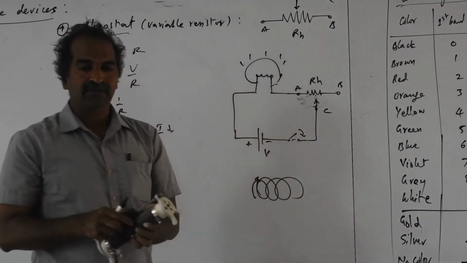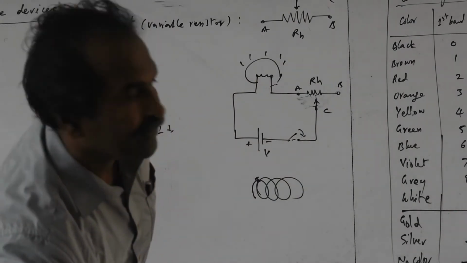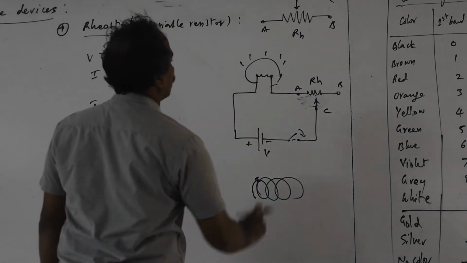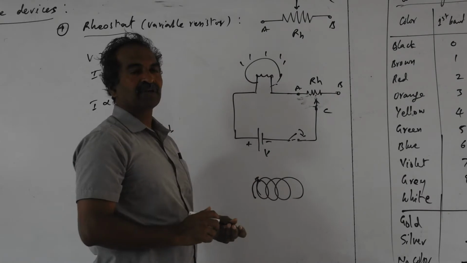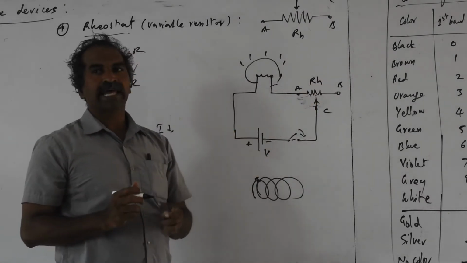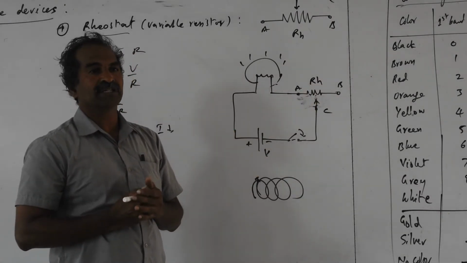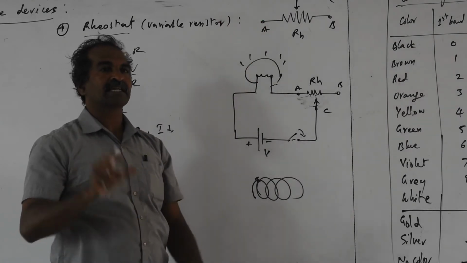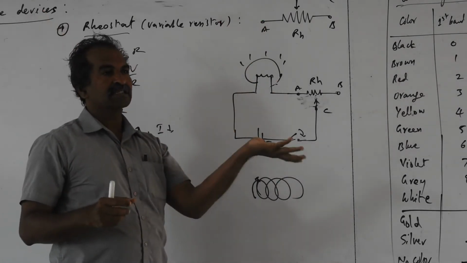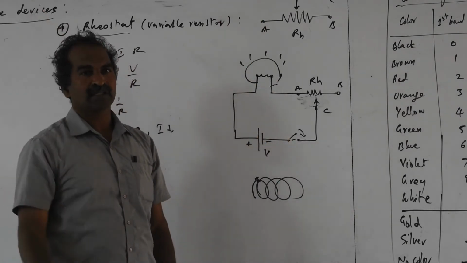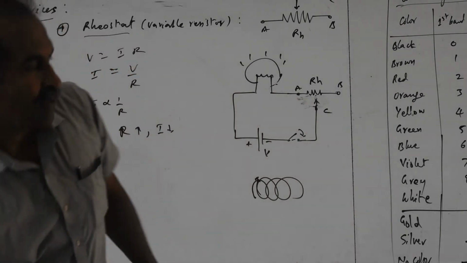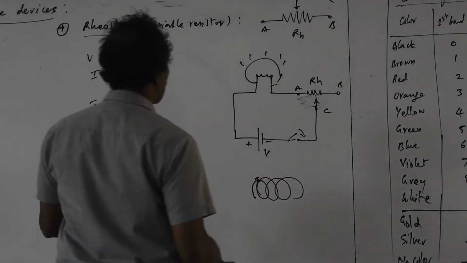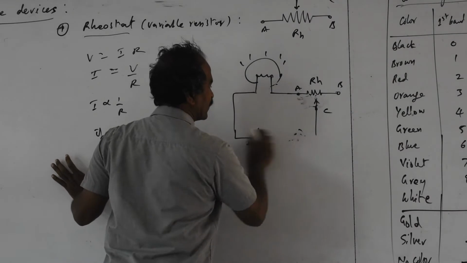That way we can adjust the current, and we can adjust the brightness also. Same for the fan. If we rotate the knob there, actually what you do is change the resistance. Resistance increases means current decreases and the fan rotates slowly. Resistance decreases means current increases and the fan rotates fast. Same thing for radios and TVs, where we adjust the volume of the sound.